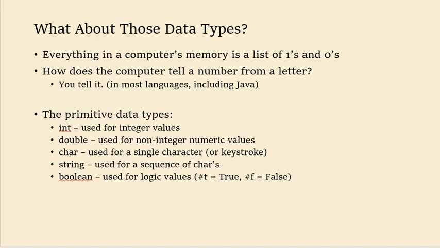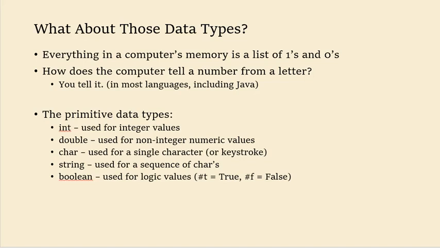So the basic data types, we call these primitive data types, are supported directly by a language. Int for integer values. Oddly enough, double for non-integer numeric values. So if you needed to do 73.567, you would use double. The value of pi, double. Most fractions, double.